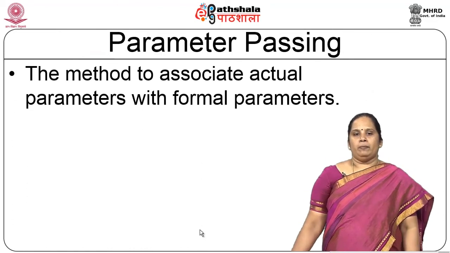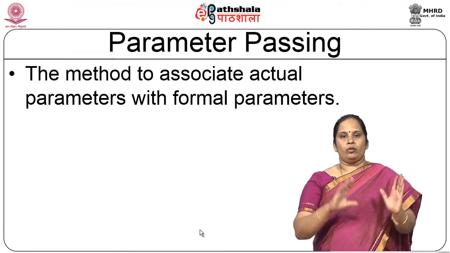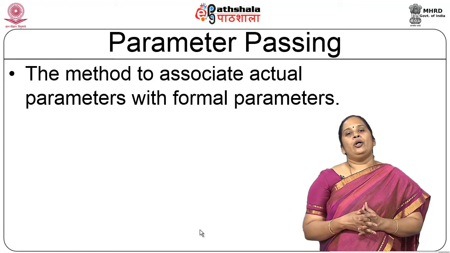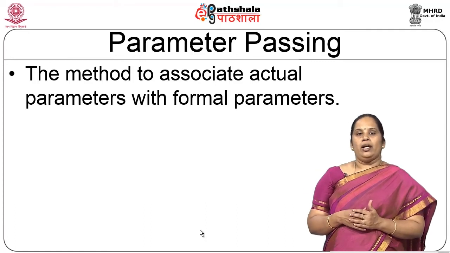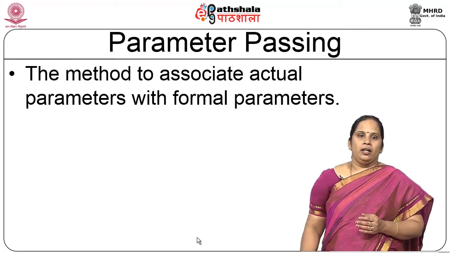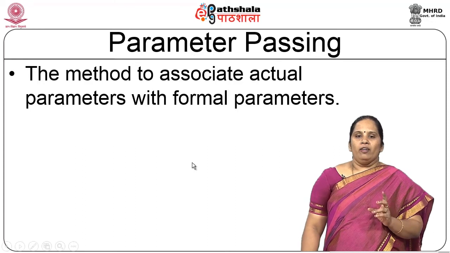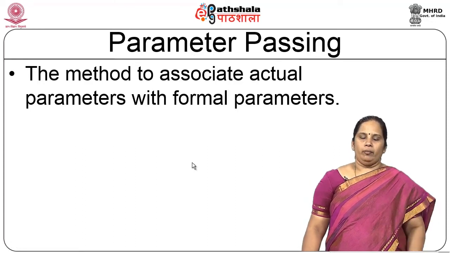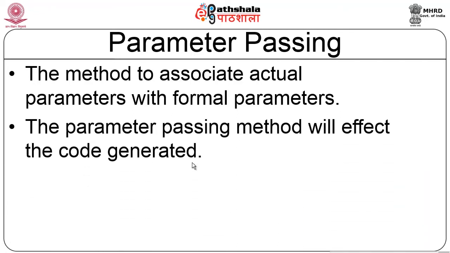Then, we are going to pass parameters. The parameters are typically passed using 4 methods. The 4 methods try to associate actual parameters with the formal parameters. The parameter passing method will obviously affect the code generated, and of course the result.